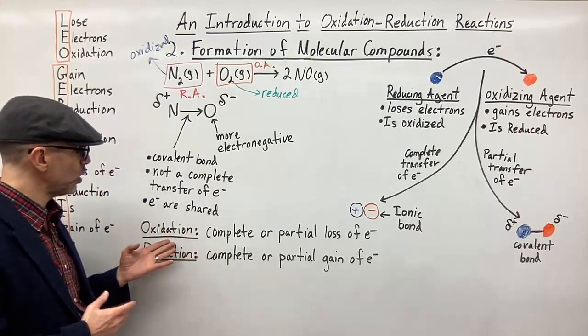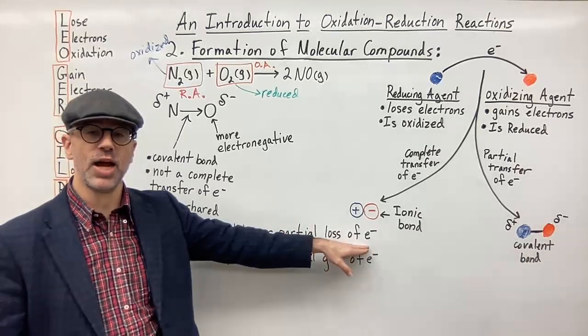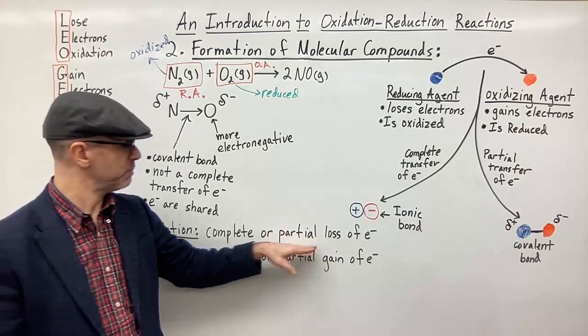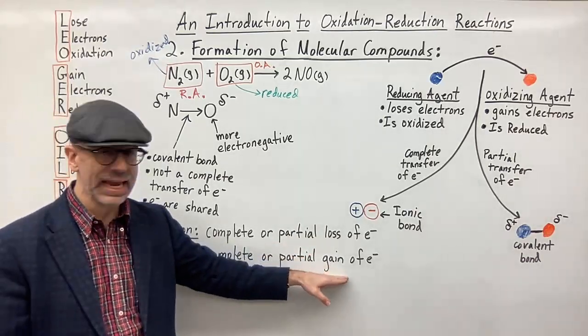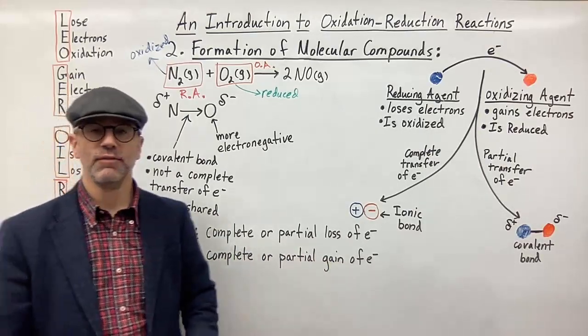Oxidation we'll understand as the complete or partial loss of electrons, complete if it's ionic, partial if it's covalent. And reduction would be the complete or partial gain of electrons. Again, complete if it's ionic, partial if it's covalent.